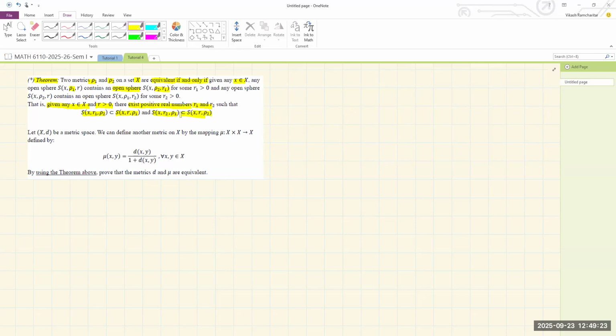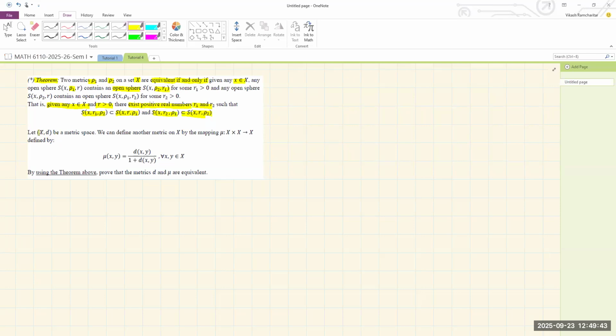In other words, what this is saying is that two metrics are said to be equivalent if in any open set with respect to one metric, you could find an open set with respect to the other metric and vice versa.